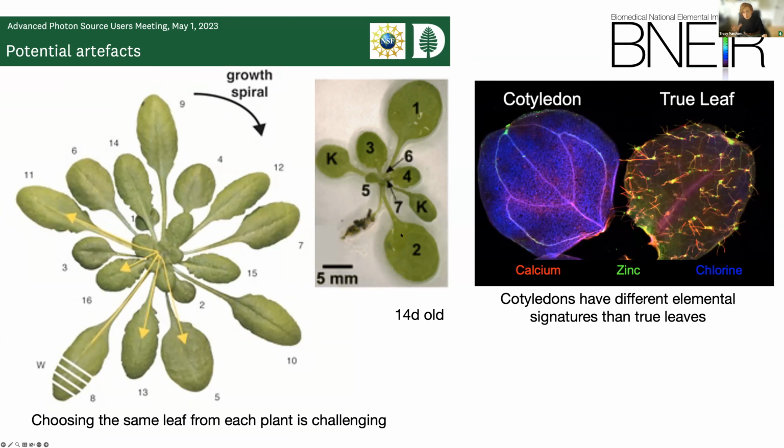So when we come to the synchrotron, we have these 14-day-old plants. They only have a total of 7 leaves, only about up to leaf 4 we can actually see. So we're there, we have to be as quick as we can, get those leaves onto Kapton tape so we can image them. If we pick the wrong one, this is an example of what happens.